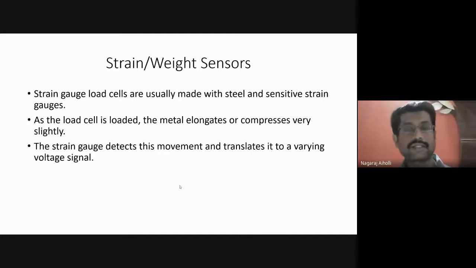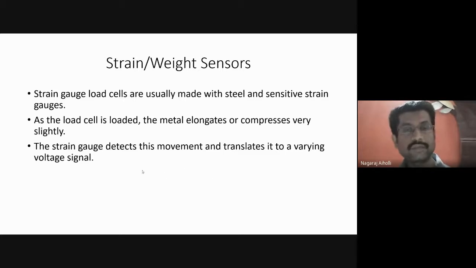For example, if you consider a truck, it carries a certain load, right? How much is the load carried by the truck? That can be measured by the load cells. It's a heavy vehicle, and we are able to measure even the largest weight of the load using these load cells.